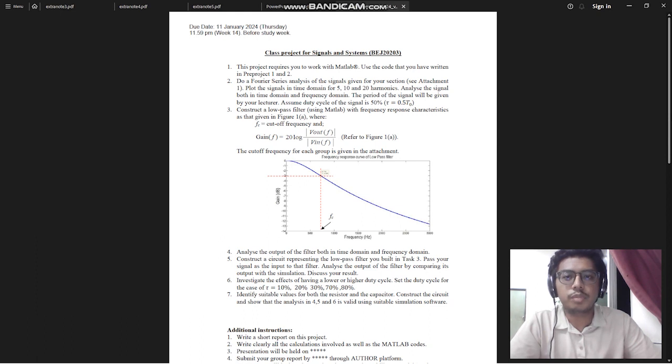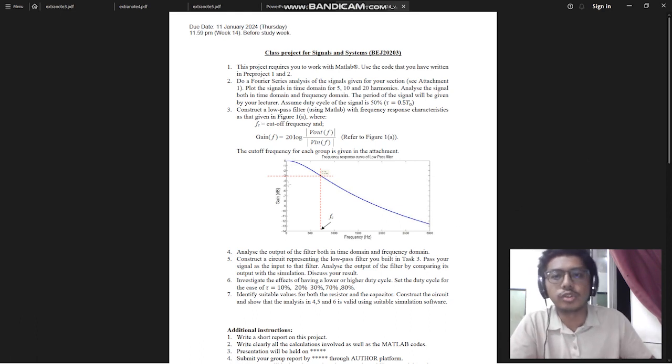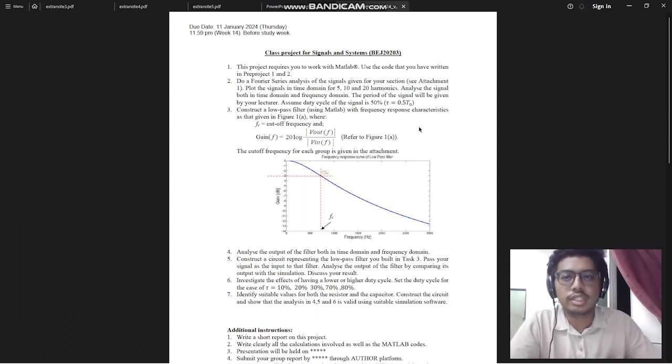Okay, for this final project, we as a group are going to demonstrate the final project given by our lecturer. As you can see on your screen right now, this is the task that the lecturer has given to us. In this video, I will demonstrate task number 2, the Fourier series analysis of the signals. We need to plot the signals in the time domain for 5, 10, and 20 harmonics, and then analyze the signal in both the time domain and the frequency domain.